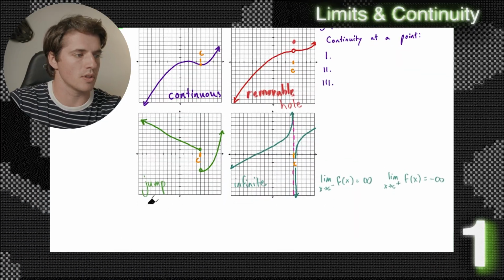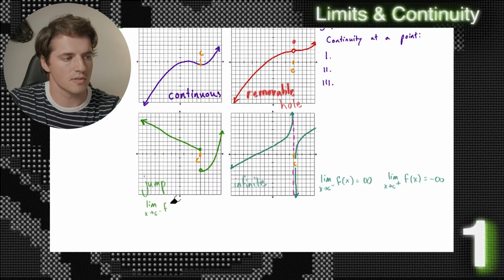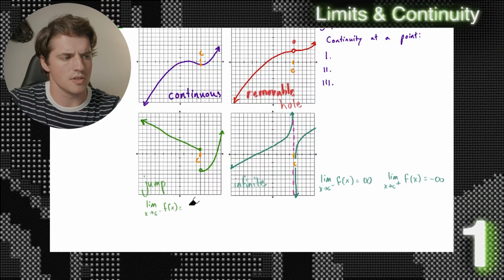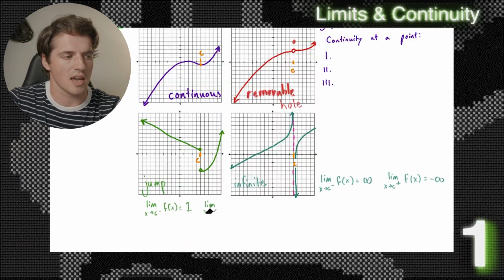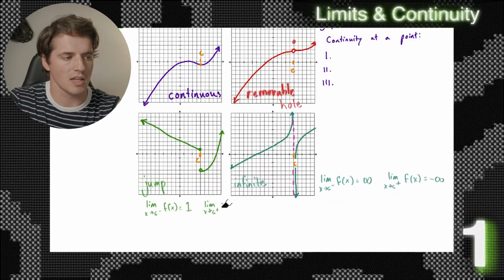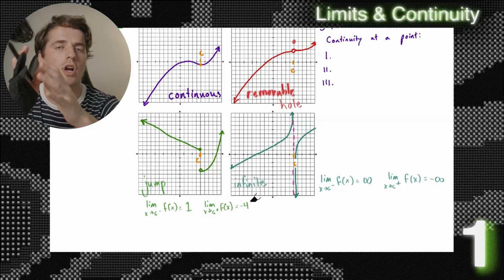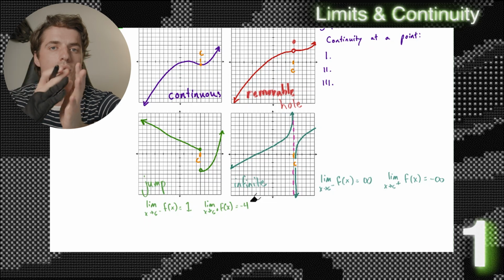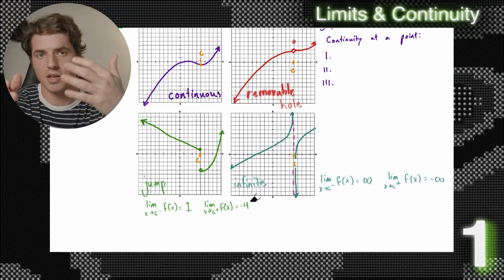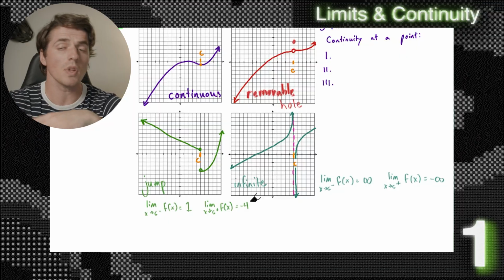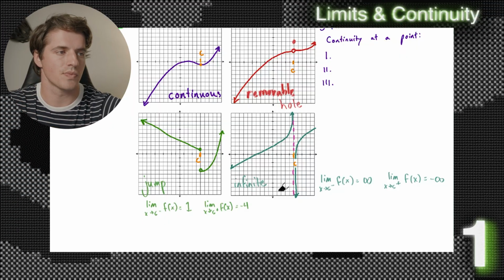The jump, the limit as x goes to c on the left is, let's say it's 1. And the limit as x goes to c from the right is about -4. So for a jump discontinuity, the two-sided limits are unequal. One side in this case was 1 and one was -4. But they're not infinity. They're both values.